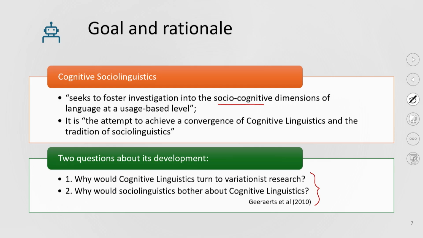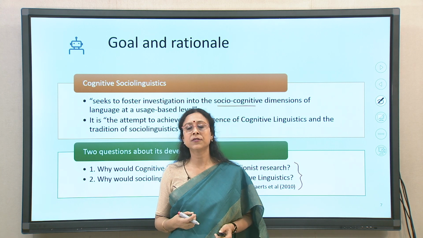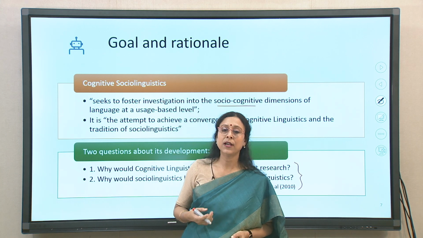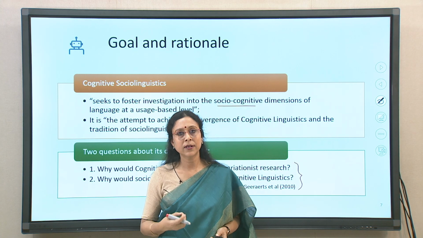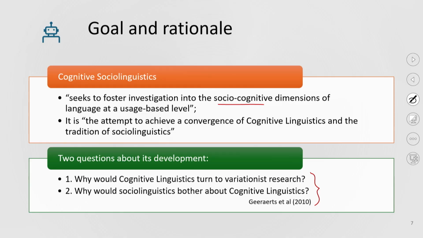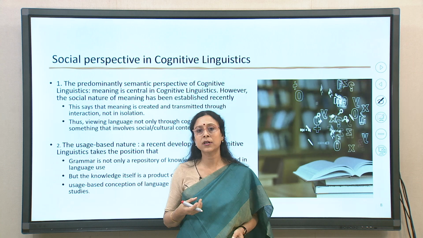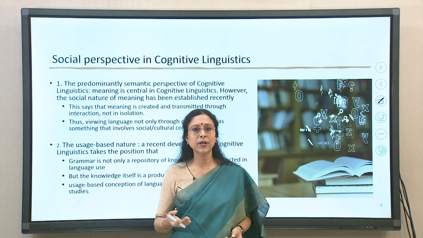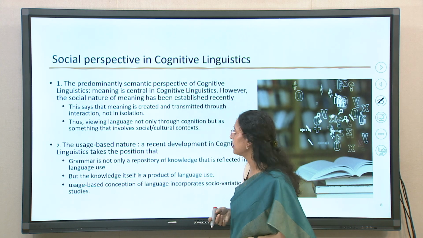Now, two of the important questions that it asks: why would cognitive linguistics turn to variationist research? In one of his landmark publications, he puts the case for cognitive sociolinguistics, and there he asks these two questions. Why should cognitive linguistics need variation to study in the first place? Why should social variation be considered important for cognitive linguistics, and why would sociolinguistics bother about cognitive aspects of variation? And then he goes on to describe why these are important within each of these fields, and therefore he justifies it. So, we will look at these two questions in slightly more detail.